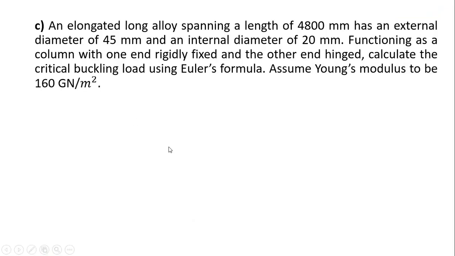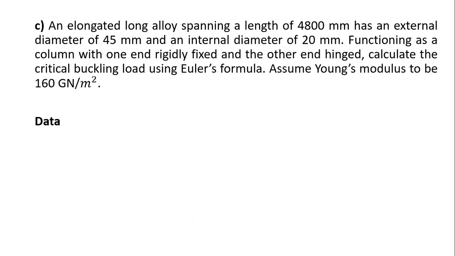Okay, let's now go to the application. We have an elongated alloy spanning a length of 4,800 millimeters with an external diameter of 45 millimeters and an internal diameter of 20 millimeters, functioning as a column with one end rigidly fixed and the other end hinged. Calculate the critical buckling load using Euler's formula. Assume Young's modulus to be 160 giganewtons per square meter.